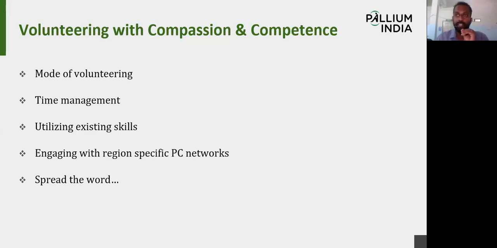Then, engage with the region-specific palliative care network. We have WhatsApp groups and FB groups of state-specific palliative care centers. Once you are enrolled in any of these palliative care centers, we will add you to that group so that you will be aware of what palliative care efforts are going on in your region, and how you can contribute in other palliative care centers also. Finally, just spread the word. We need more and more people to contribute to this greater cause of palliative care.